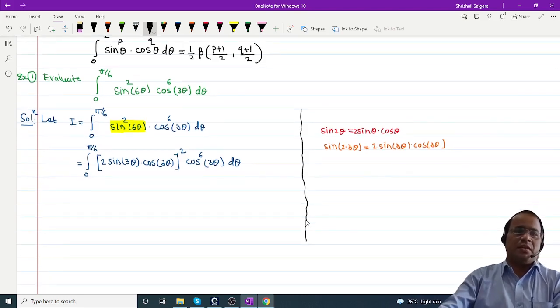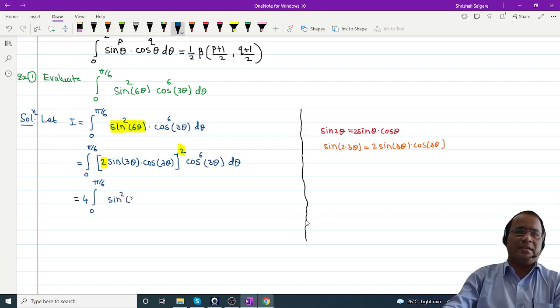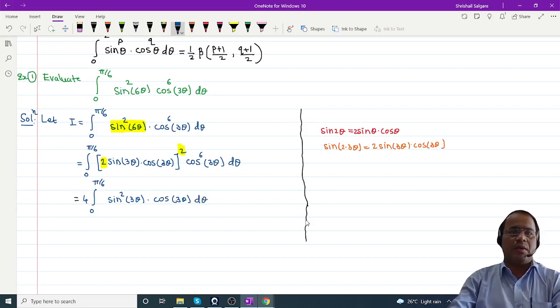So further from this, I will take 2 raised to 2 outside. This 2 raised to 2 is nothing but 4. So 4 times the integral from 0 to pi by 6. Now the remaining term I will simplify. So it can be written as sine square of 3 theta into cos 3 theta raised to, what is the power? Effective power of cos is 8. So cos raised to 8 theta.